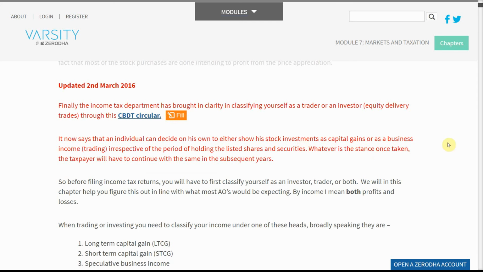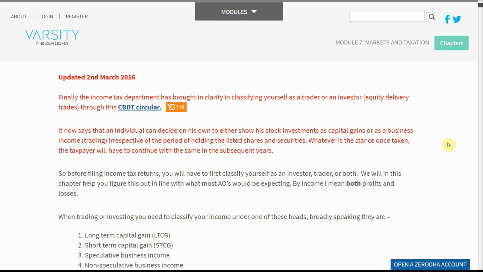It now says that an individual can decide on his own to either show his stock investments as capital gains or as a business income trading, irrespective of the period of holding the listed shares and securities. Whatever stance is once taken, the taxpayer will have to continue with the same in subsequent years. So before filing income tax returns, you will have to first classify yourself as an investor, trader, or both. We will in this chapter help you figure this out in line with what most AOs would be expecting.